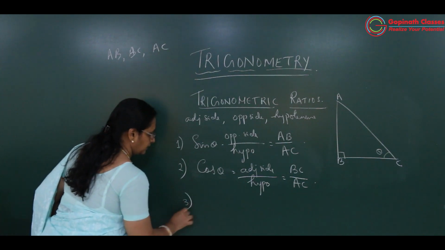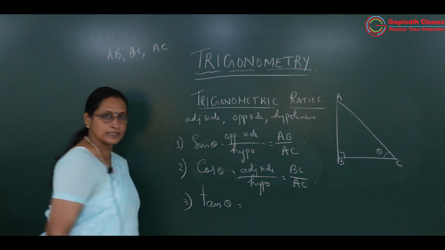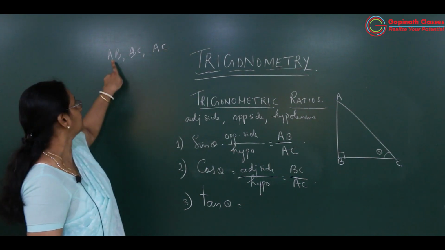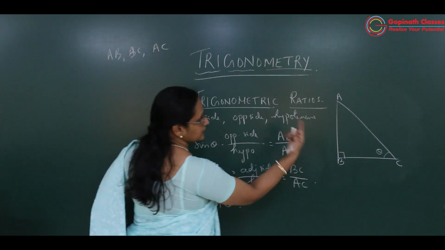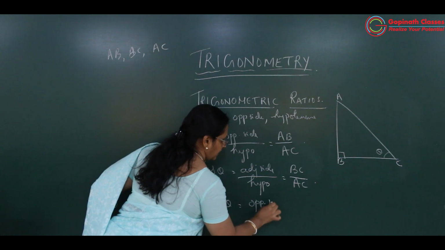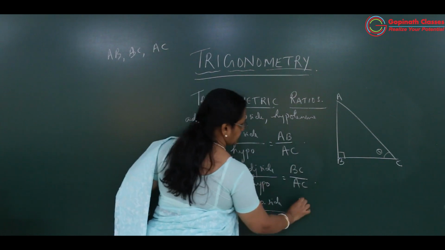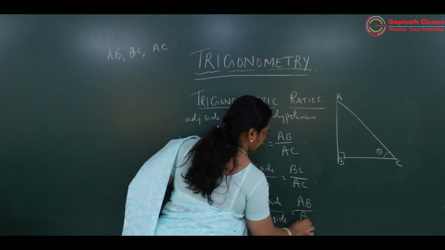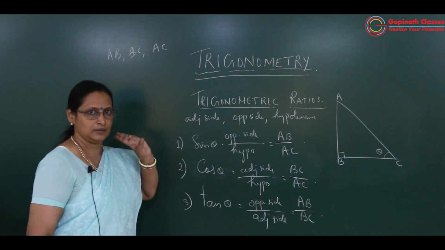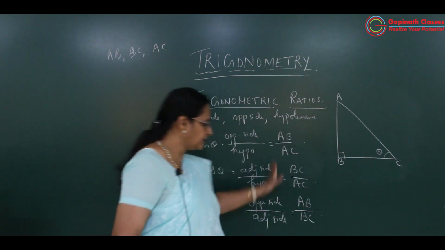Now, the third one is tangent theta. Tangent theta, the short form is tan theta. AB upon AC is done, BC upon AC is done. Now, what is remaining is AB upon BC. So, AB upon BC is what? Opposite side upon adjacent side. Opposite side is AB, adjacent side is BC. So, this is sine of theta, cosine of theta, tan of theta. These are for angle theta; if this were alpha, it would not be the same. So for angle theta, these are the three ratios.